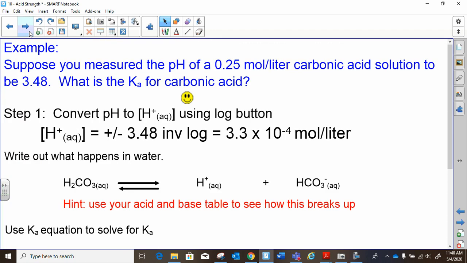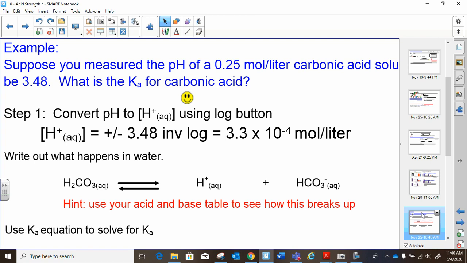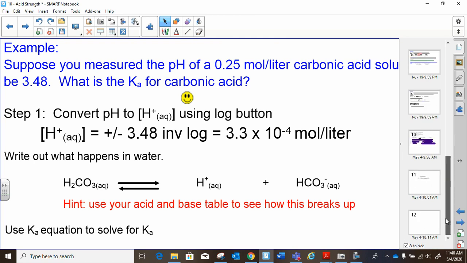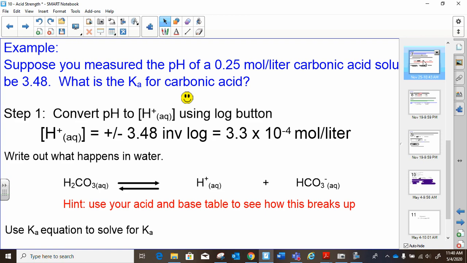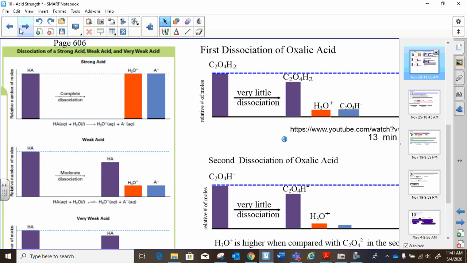Okay, so just to keep you in the loop, we're on slide 7. And on slide 11, I give you your homework. So you're almost there. Just stay with me a few more minutes. My timer says that at this point we are at 23 minutes. So I'll try and get it in under 30.